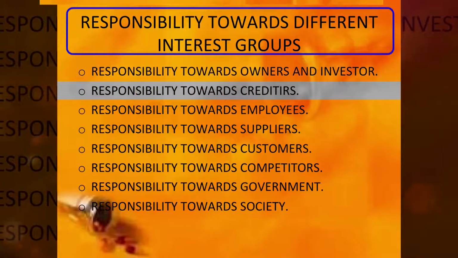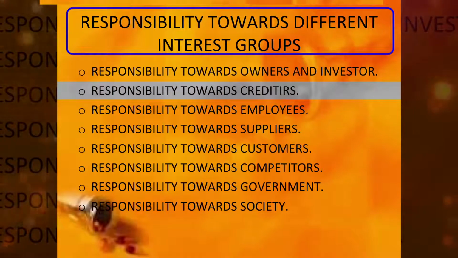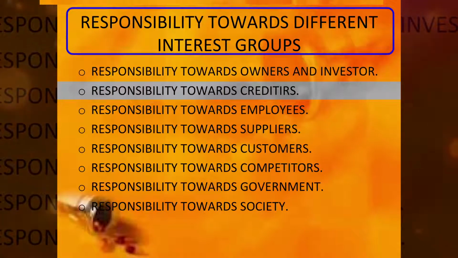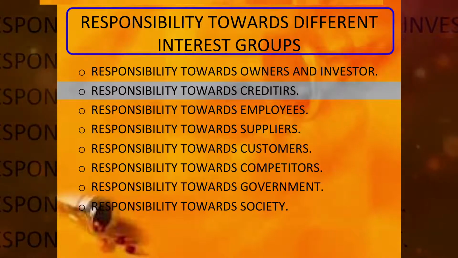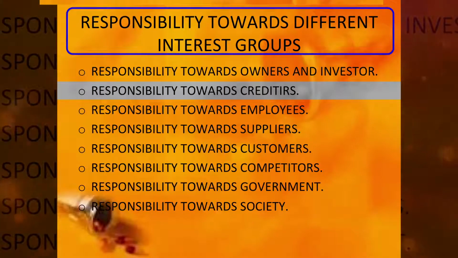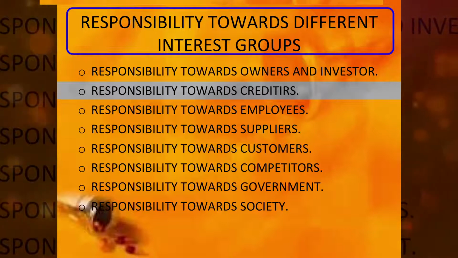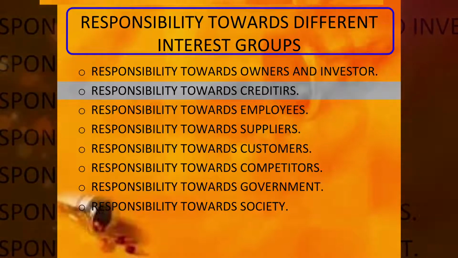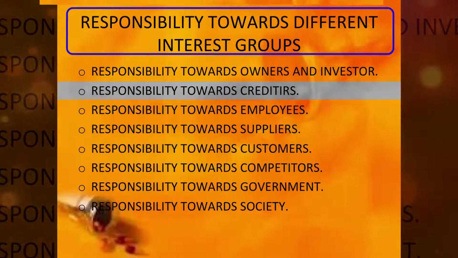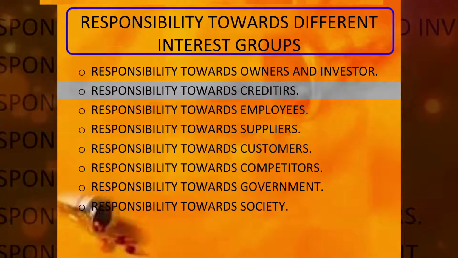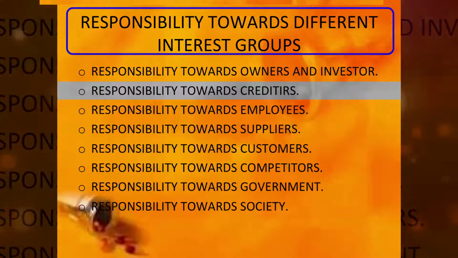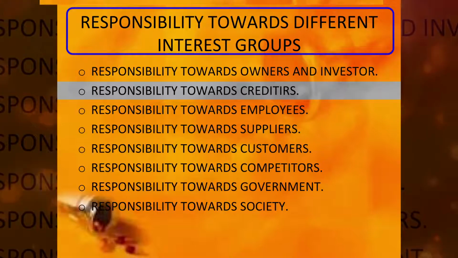Next one is responsibility of business towards creditors. First one is to make payment on time. This is a very important point, because our creditors supply the goods, so it is our responsibility towards them to make payment on time. Second one is to ensure safety of credit allowed by them. Third one is to follow norms of business as followed by others.